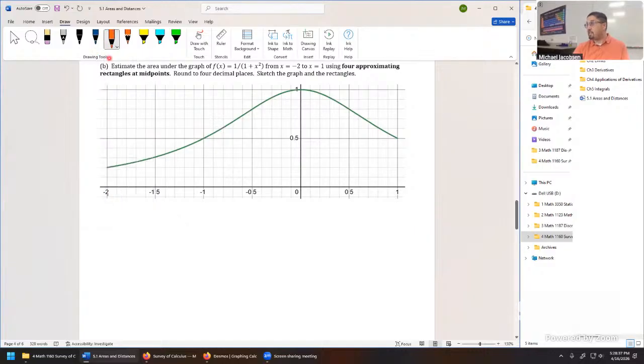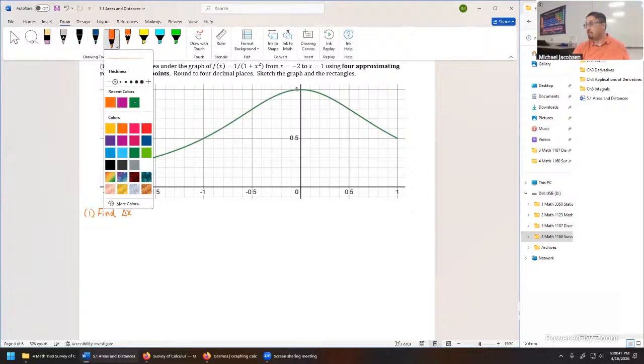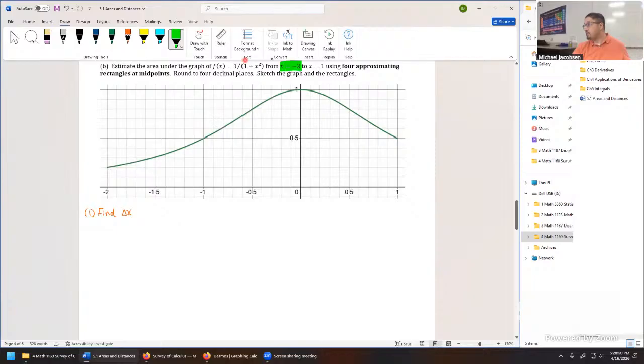Step 1 for this process, find delta x, just as before. So our values come from this information here. This is telling us A is always the smallest value to the left, -2. B, the largest value to the right, +1. N is the number of approximating rectangles, 4 in this problem. So that gets us started.